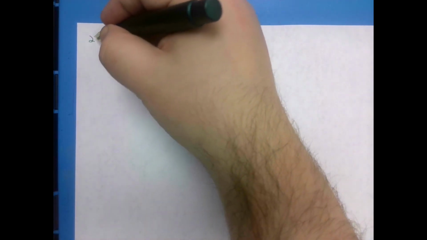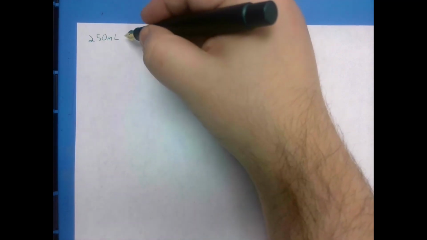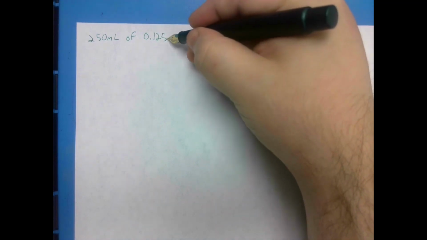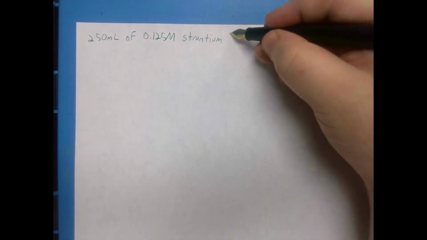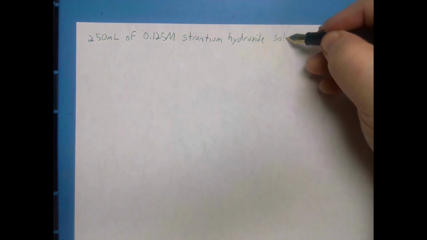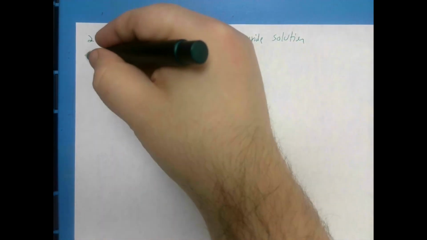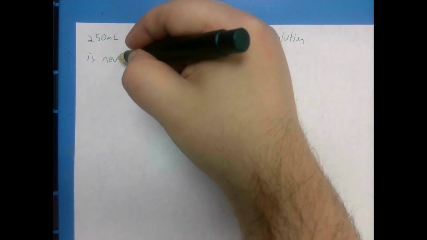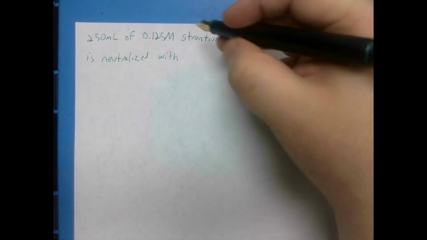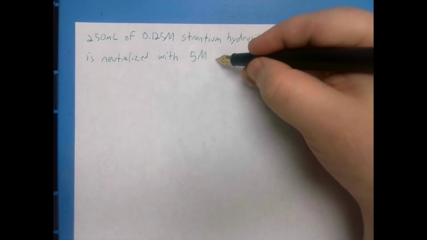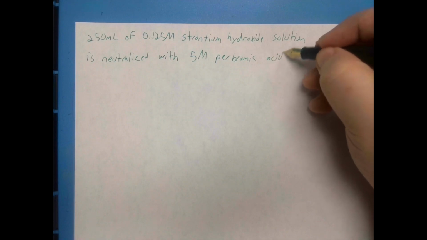So 250 milliliters of 0.125 molar strontium hydroxide solution is neutralized with 5 molar perbromic acid.